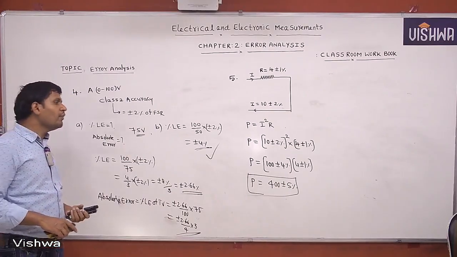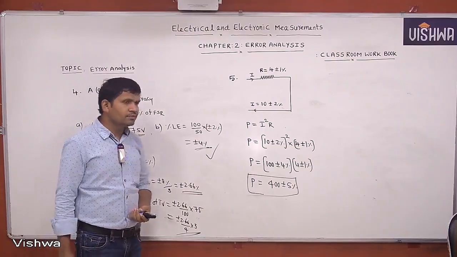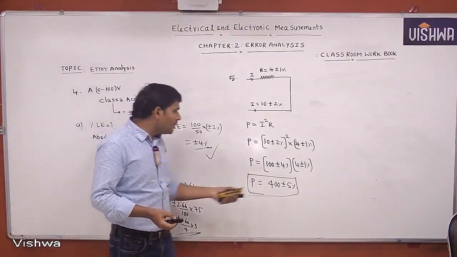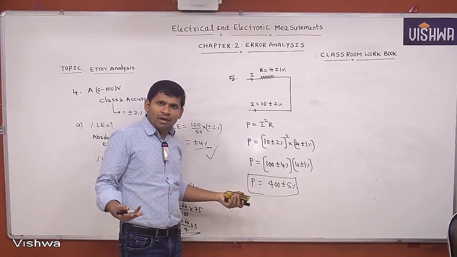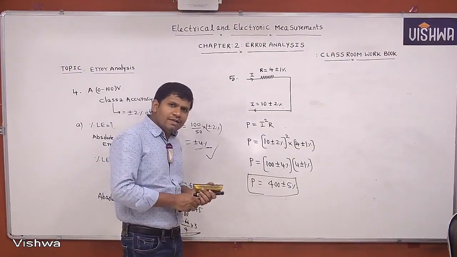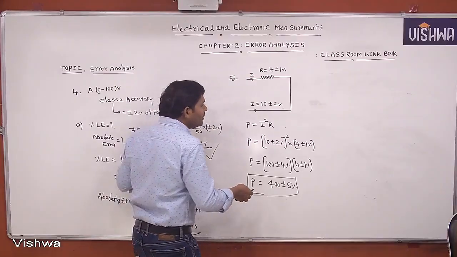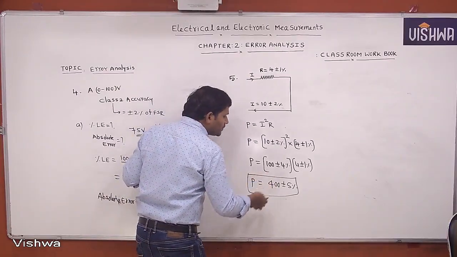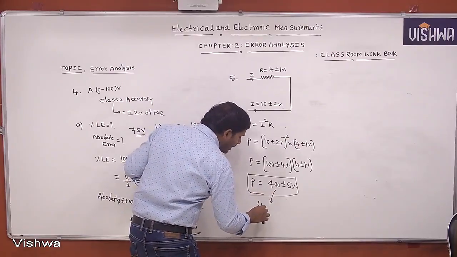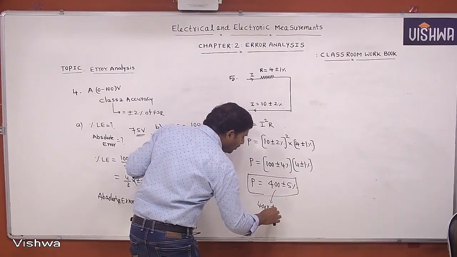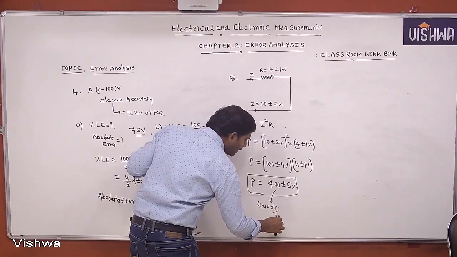This 400 watts plus or minus 5%. The answer may be expected in terms of absolute form also. But here you are getting the answer in terms of which one? Percentage form. If you want to write the answer in absolute form, what you can write? 400 into plus or minus 5 by 100.